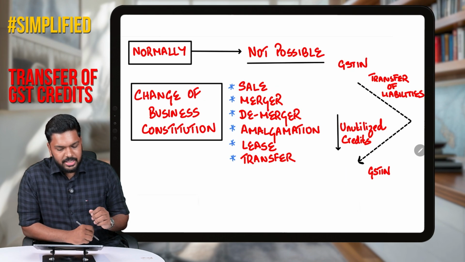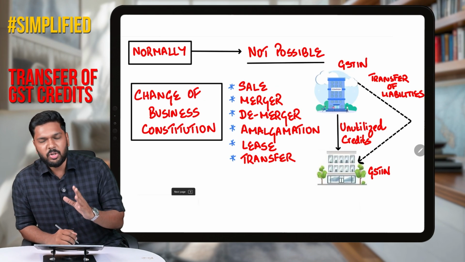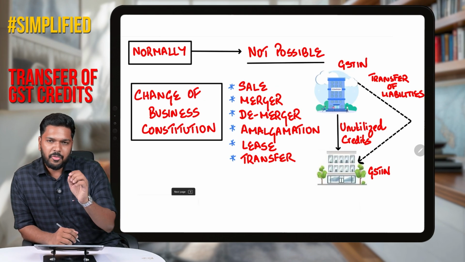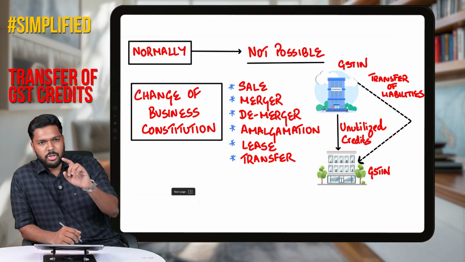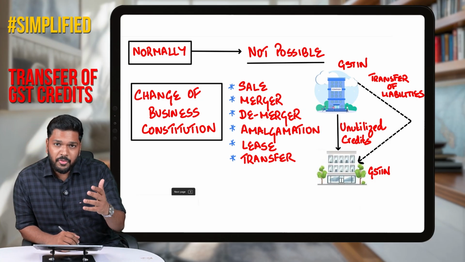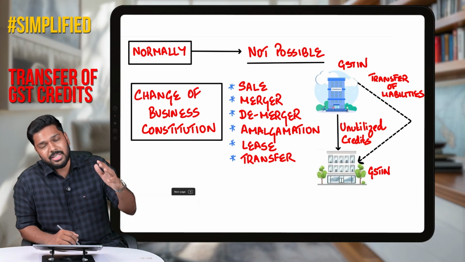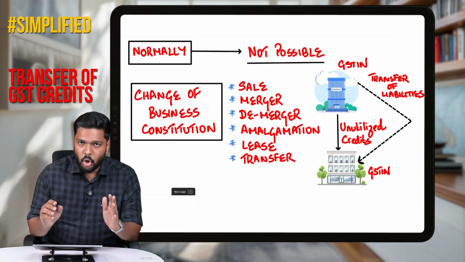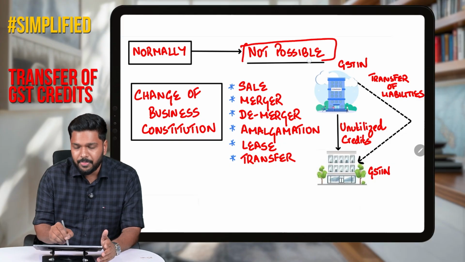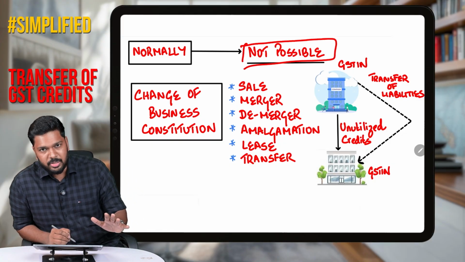So first things first, and that is whether it is possible to transfer GST credits from your business in one state to, let's say, a branch of yours in the other state, or your entire complete different business in the other state. Well, the short answer is it is not possible. Normally, it is not possible.